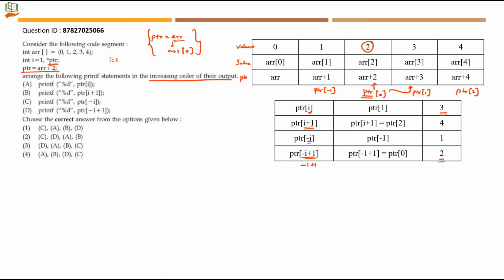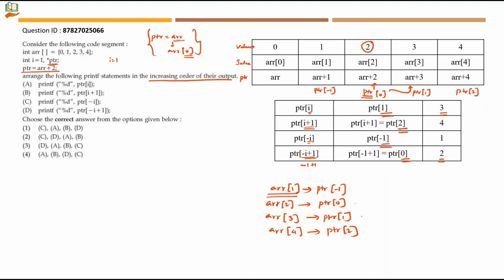It is 2. Usually when they point a pointer to an array, it refers to the base index 0. But here they have initialized the pointer to array index plus 2. It means array of 2 is assigned to pointer of 0. Array of 3 is initialized to pointer of the next element 1. Array of 4 is referred by pointer of 2. What is before 0? So it is pointer of minus 1, which means it is referring to array of 1.